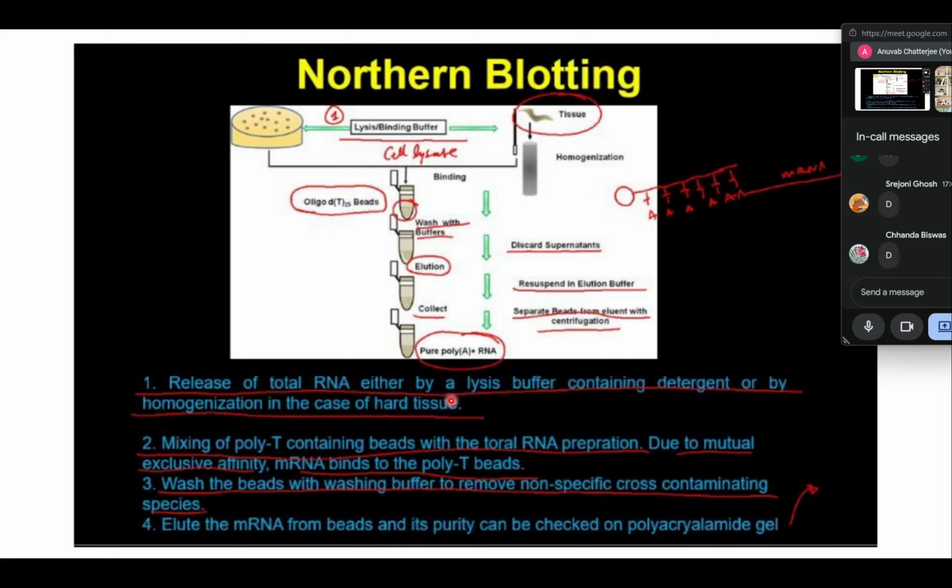So release of total RNA either by lysis buffer using a detergent or homogenization in the case of hard tissue. Mixing of poly T containing beads with the total RNA preparation. Due to mutually exclusive affinity, mRNA binds to poly T beads and every one of the other types of RNA will just fall through. Wash the beads with washing buffer to remove non-specific cross-contaminating RNA or anything else that is bound to the column. And then using an elution buffer, you can elute the mRNAs and its purity can be checked on the polyacrylamide gel.